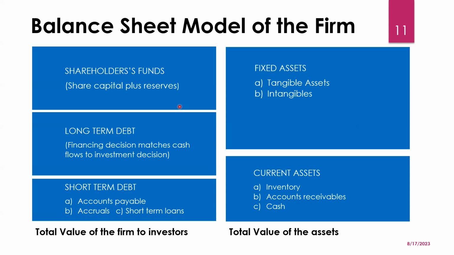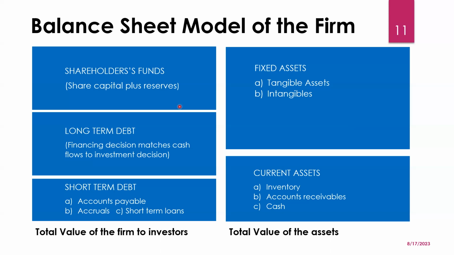In order to grow their business in the future, you have some profits with you. You can do two things. Either you can distribute those profits to your shareholders as dividends, or else you can keep those profits in the firm as reserves in order to use them for future expansion purposes.